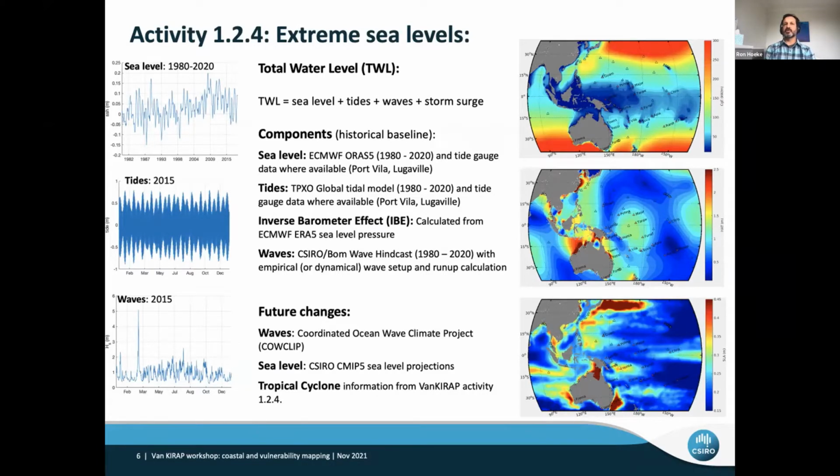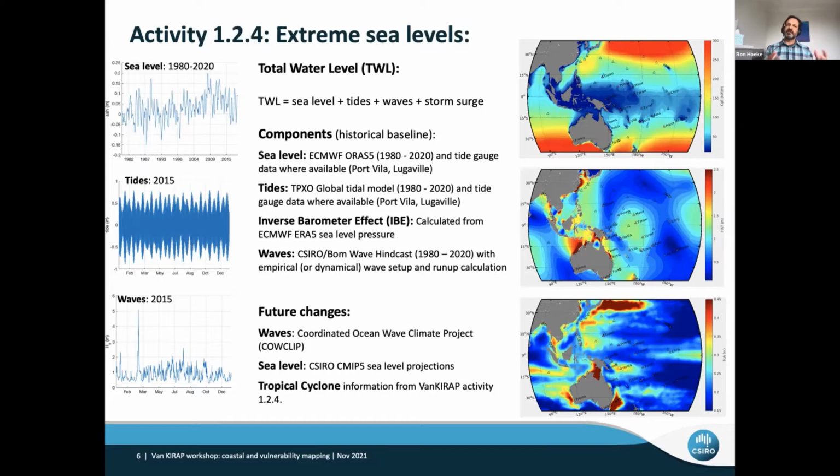We have a historical sea level from a European reanalysis. We have a global tidal model that we use. We calculate the inverse barometer effect, which in Pacific Islands anyway, estimates storm surge to some degree. And we get wave information from our own wave hindcast, in collaboration with the Bureau of Meteorology. And on the back of that, we can calculate some empirical wave setup and run up calculations. When we combine those together and do some empirical modeling, it gives us hourly water levels for the last 40 years, from about 1980 to 2020, in a gridded level across Vanuatu.